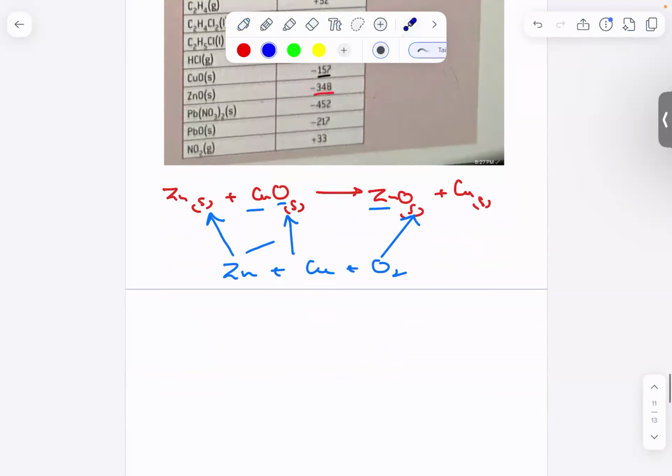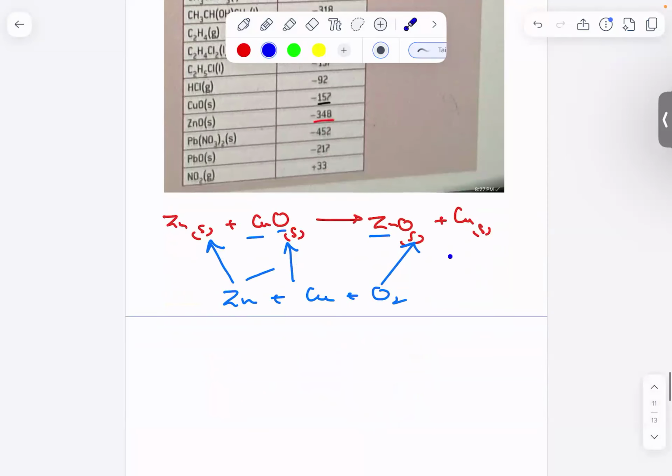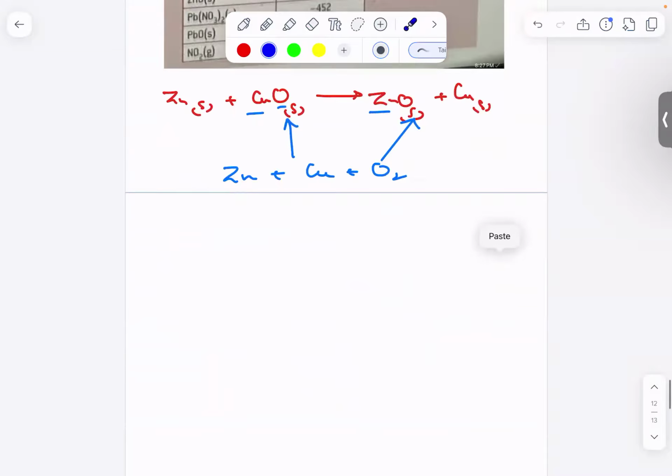What I'm doing is that zinc cannot be made. We do not have this because we do not know about the formation of zinc. It's not given in the data because we do not know about the formation of the elements. It is always zero. And copper oxide, yes, we can take the value, and zinc oxide, yes, we can take the value. I haven't drawn any arrow here because the formation of copper is not known, so I'm going to rub this arrow as well. So there are only two arrows: copper and oxygen combine to make copper oxide, and zinc and oxygen combine to make zinc oxide. So this is the main thermochemical cycle which could be made.